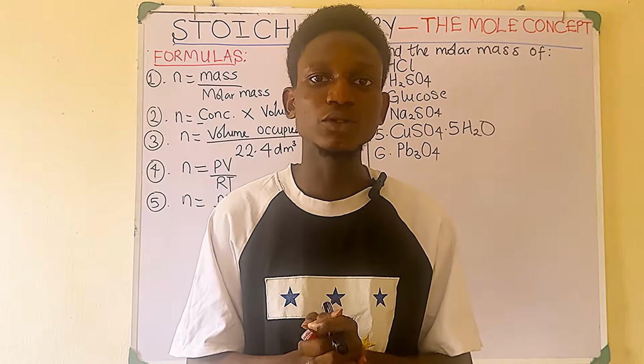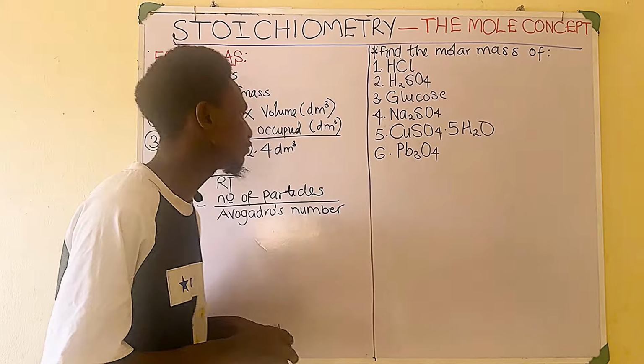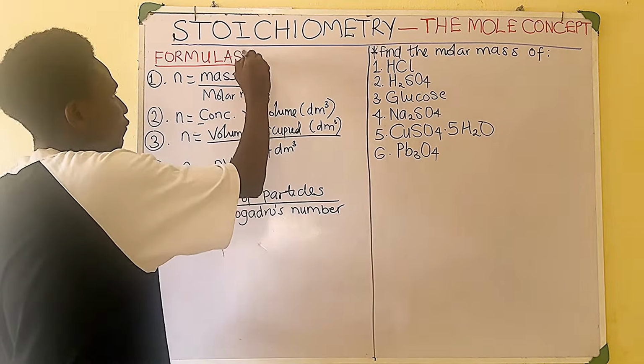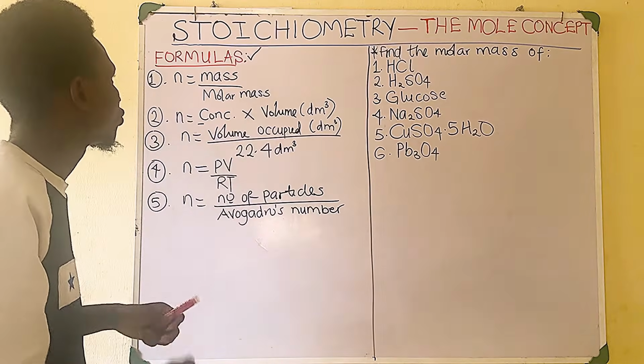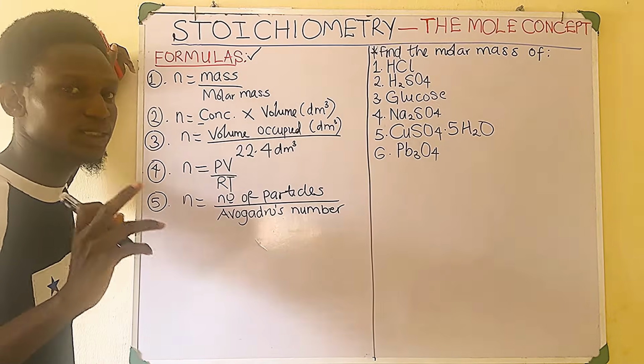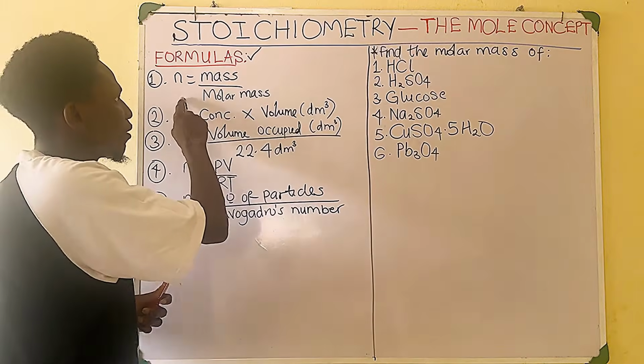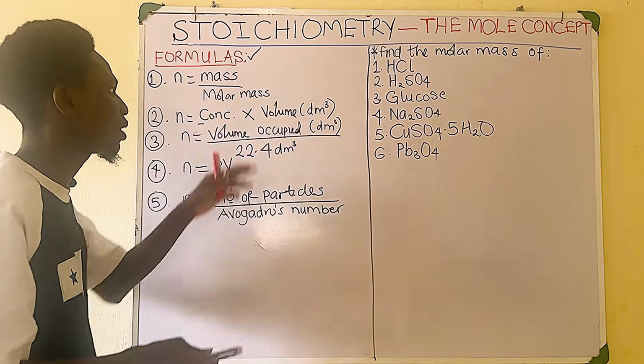The first thing you must take note of are the different formulas on the mole concept. So we're going to be examining the different formulas. These are the different formulas for the mole concept. The first one is, make sure you are jotting this down, because we're going to be using them throughout the course of this video: number of moles equals mass over molar mass.